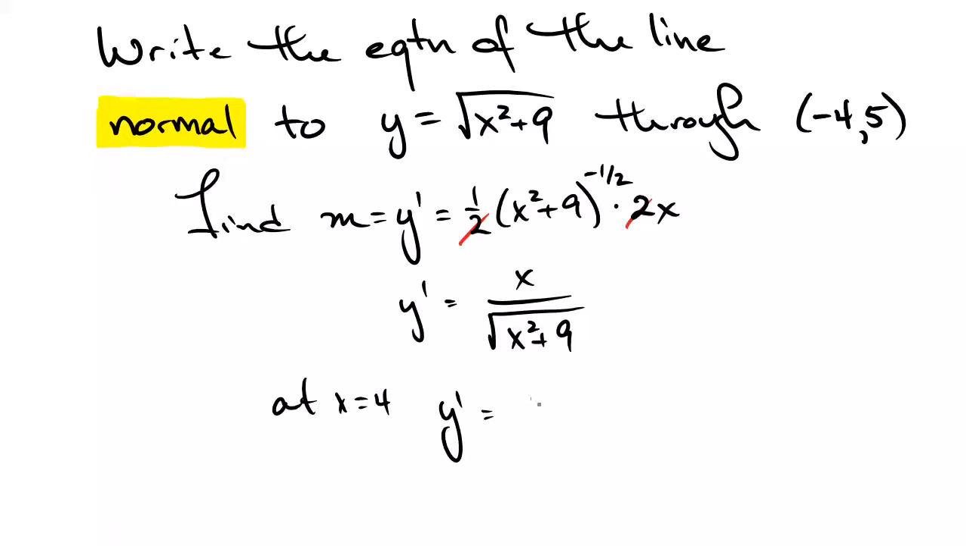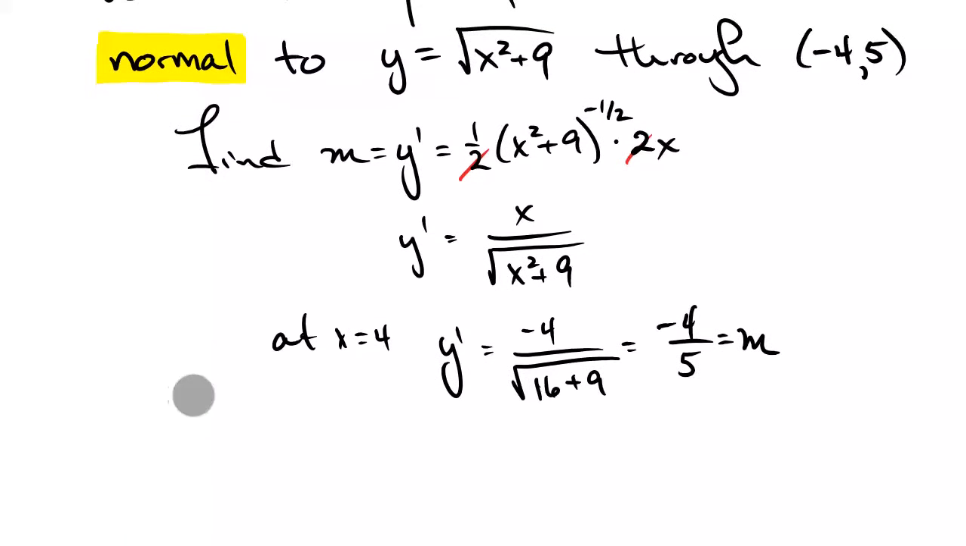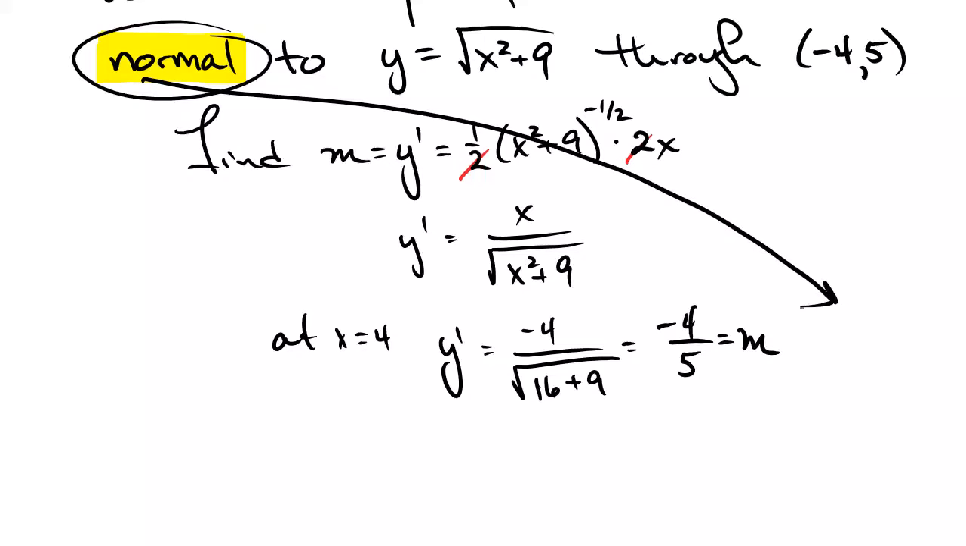Y prime will equal -4 over the square root of -4 squared is 16 plus 9. I know that 16 plus 9 is 25, so that leaves me with -4 divided by the square root of 25, or 5. And here's what we have to remember, that that is the slope of the tangent line. But what we're looking for here is the slope of the normal line.